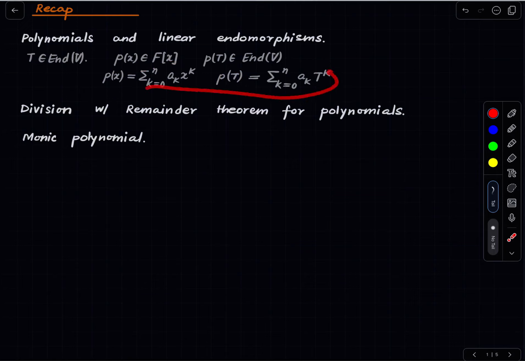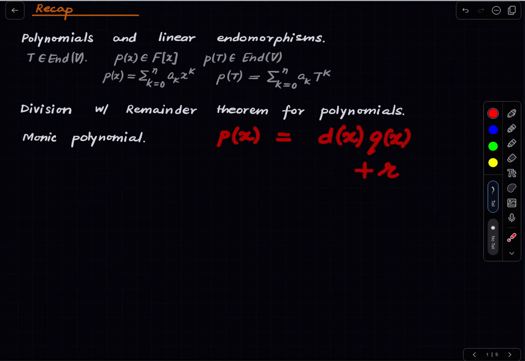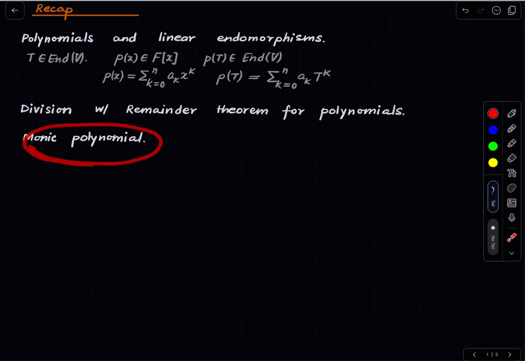Alright, so we discussed this at length, and we will need the division with remainder theorem, which says that if you have a polynomial p(x) and another non-zero polynomial d(x), then you may write it as follows, where r(x) has degree strictly less than the degree of d(x), where we need to remember that the degree of the zero polynomial is minus infinity. We will also need the notion of a monic polynomial. A monic polynomial is just a polynomial whose leading coefficient is 1. So it is in particular a non-zero polynomial.